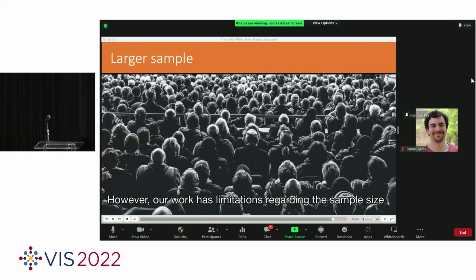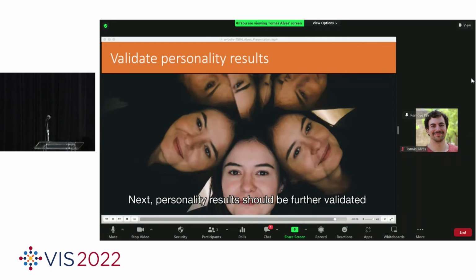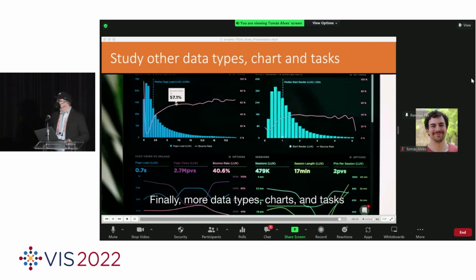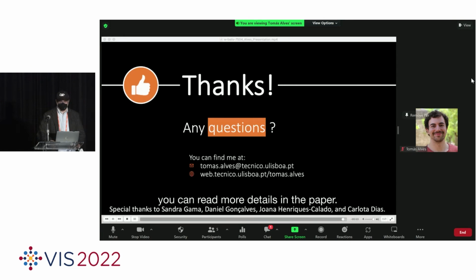However, our work has limitations regarding the sample size, which should have been larger to produce more effects. Next, personality results should be further validated to confirm whether our results and Green and Fisher's apply for the overall insight-based evaluations. Finally, more data types, charts, and tasks should be considered in this type of evaluations. Thank you all for your attention, and you can read more details in the paper.